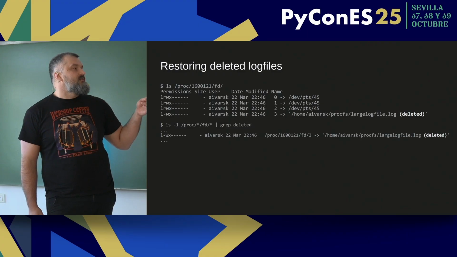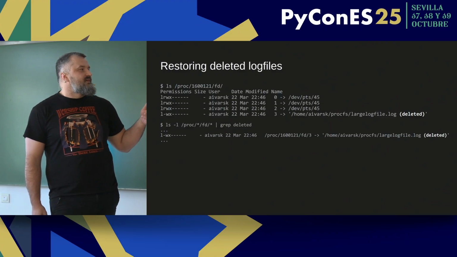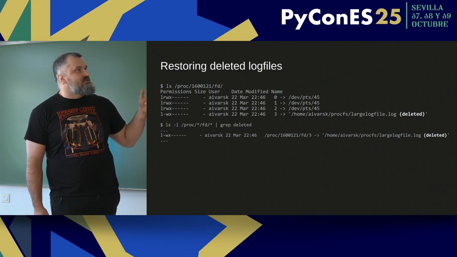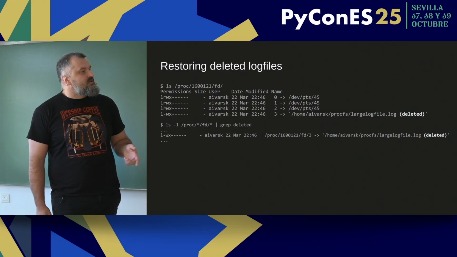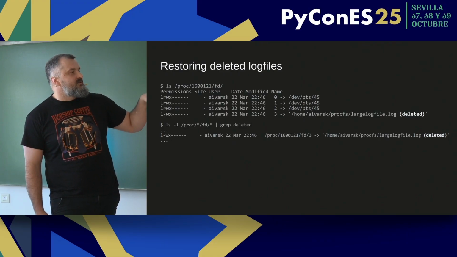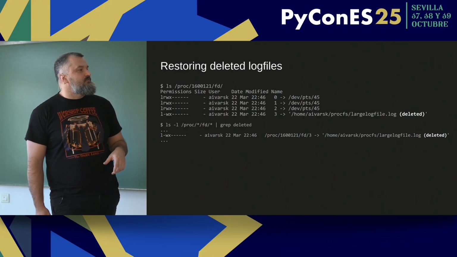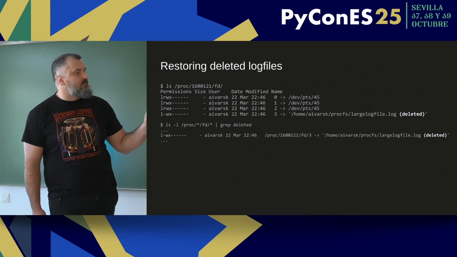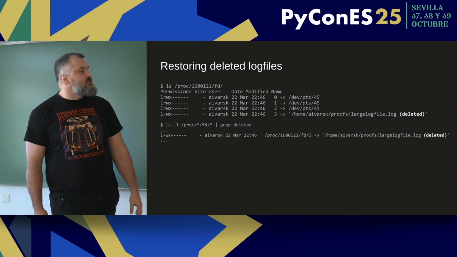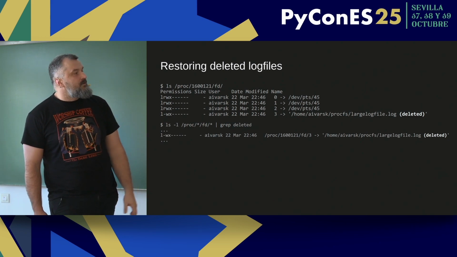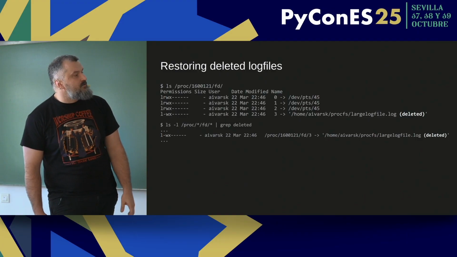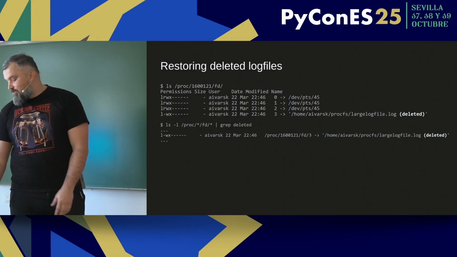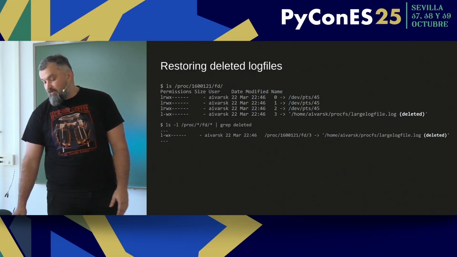So in my English environment of Unix, it says that the file is deleted at the end of the file name. If you have Spanish set up, it probably says deleted in Spanish. Basically, you can see the file, and then you can use this file descriptor. In my case, it's 3. You can use it instead of the file.